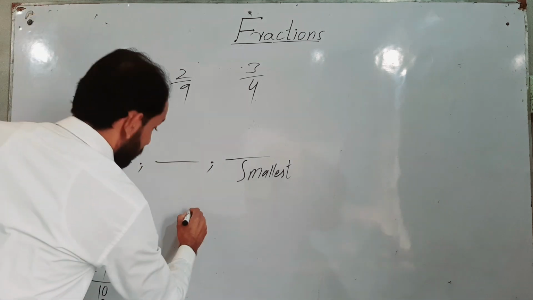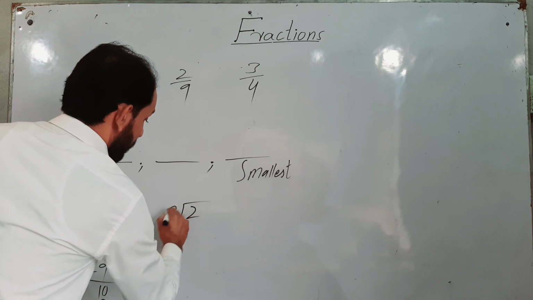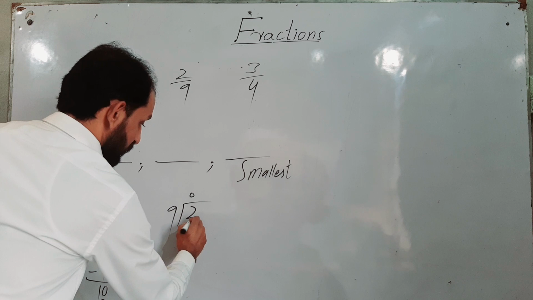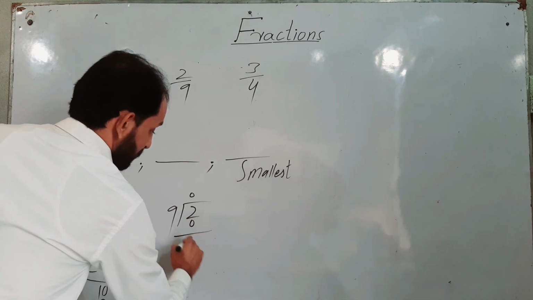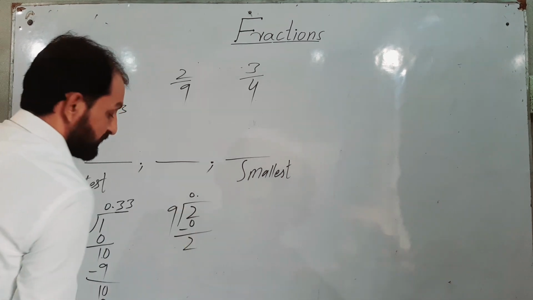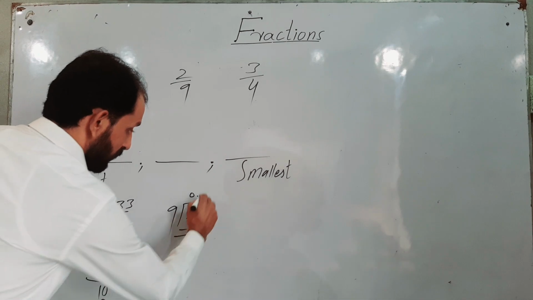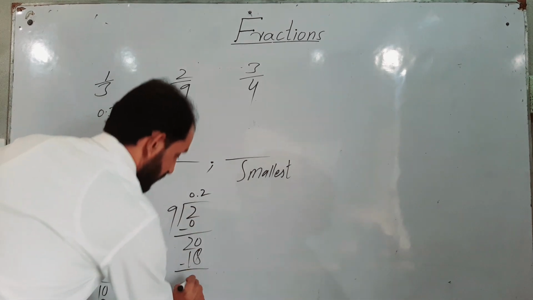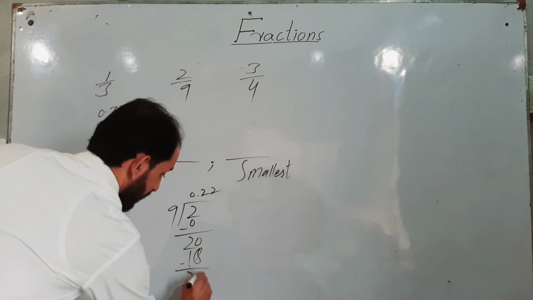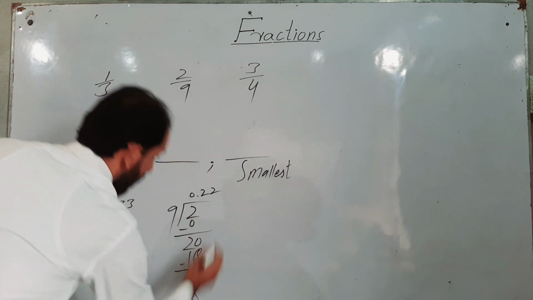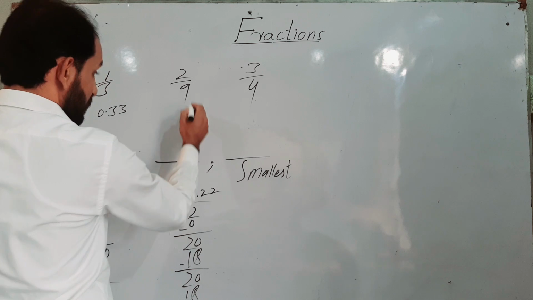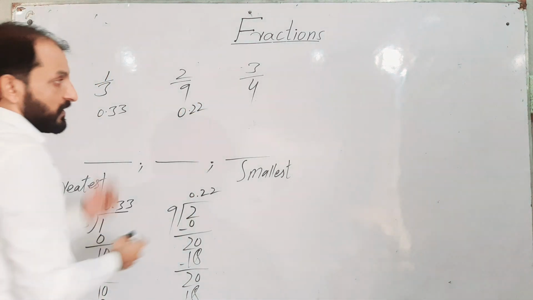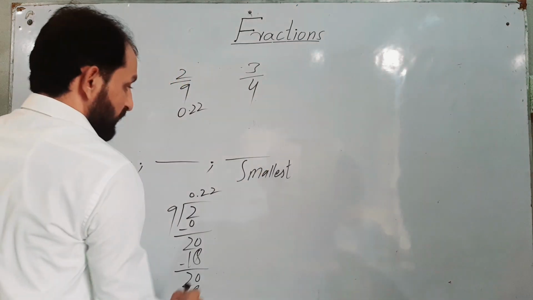Now we will convert the other values into decimals. How can we convert them? 2 divided by 9, we will multiply with 0, 9 zeros are 0, 2, by placing a point we will use 0, 9 twos are 18, minus, again 2, 9 twos are 18, up to 2 decimals. It means the answer of 2 by 9 is 0.22.